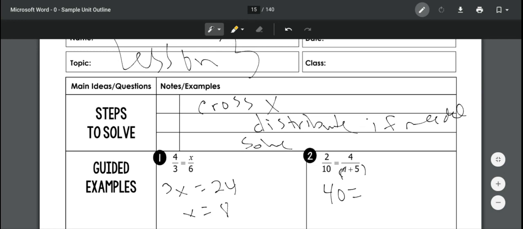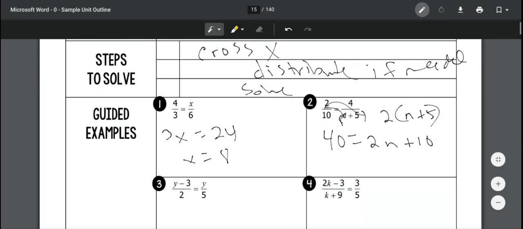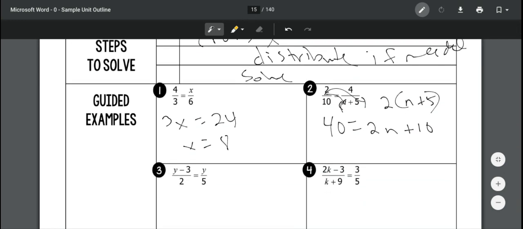And then you can either write it out, so you have 2 times the quantity, if that helps, or you just know that you're doing 2 times n and 2 times 5. So either way would work. And then you solve like normal. And so you get 15 equals n.